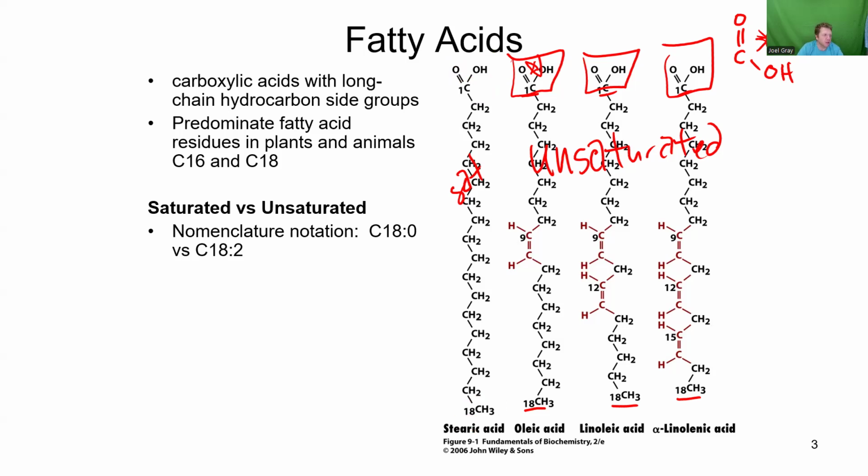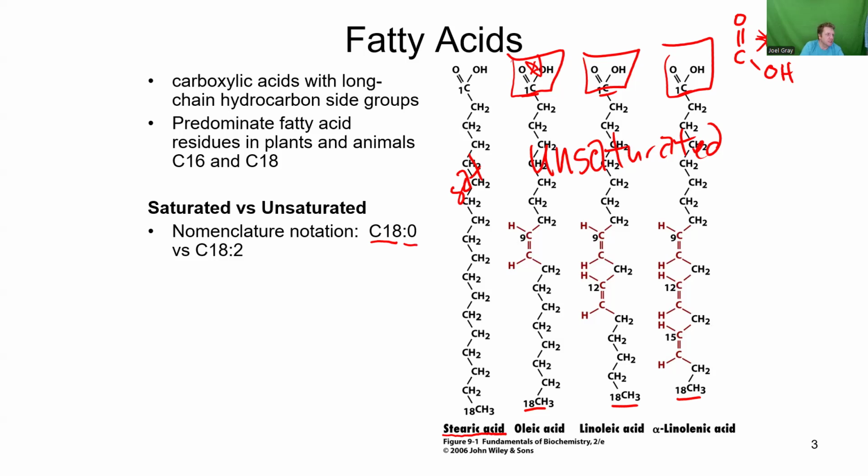So this one on the far left-hand side has a common name of stearic acid. Stearic acid has a notation of C18 to indicate that it has 18 carbons, and then :0 to indicate that there are no double bonds.